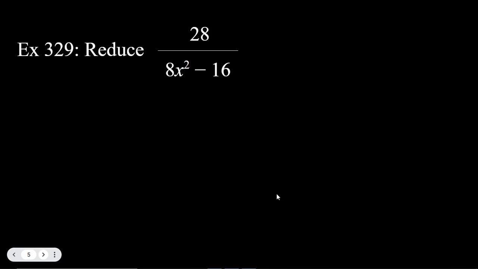In 329, we're reducing, but notice we don't have things multiplied together here. In our denominator, we have things that are subtracted. So before we can do anything as far as canceling, we have to make them multiplied together. So we're not going to multiply 8x squared times 16 because that's not what it tells us to do. We're supposed to subtract them. But what we are going to do is factor the 8x squared minus 16.